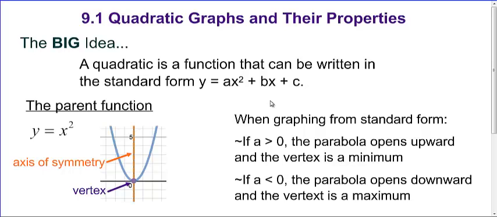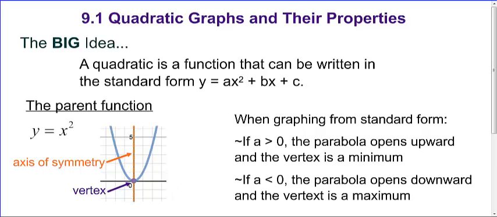Now let's start with a little bit of terminology. First of all, the parent function. The parent function for a quadratic is the graph y equals x squared. You can see it right here. It has what's called a vertex. That's where the graph essentially changes direction. And in the parent function, that vertex is at the origin, 0, 0.